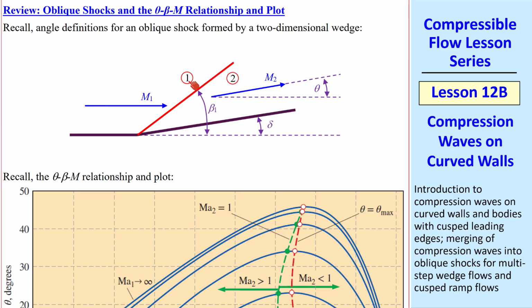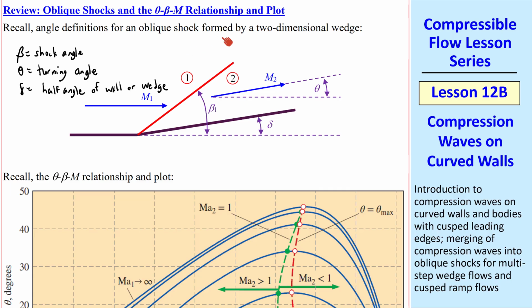Here's an oblique shock going from 1 to 2, formed by a 2D wedge, or sudden change of wall angle, delta. When we ignore boundary layer thicknesses, the turning angle theta must be the same as delta, and beta is the shock angle. I'll call it beta 1 here for Mach number M1. Beta is the shock angle, theta is the turning angle, and delta is the half angle of this wall or wedge. And note that we're analyzing two-dimensional flows. A qualitatively similar flow happens when the flow is axisymmetric.